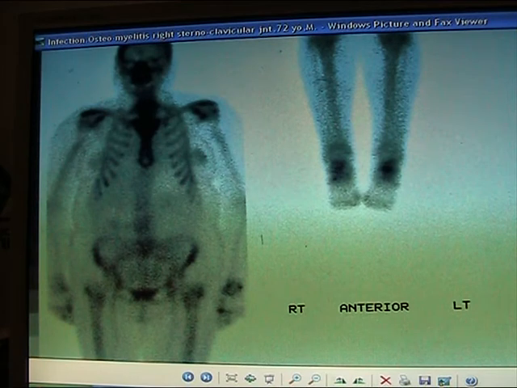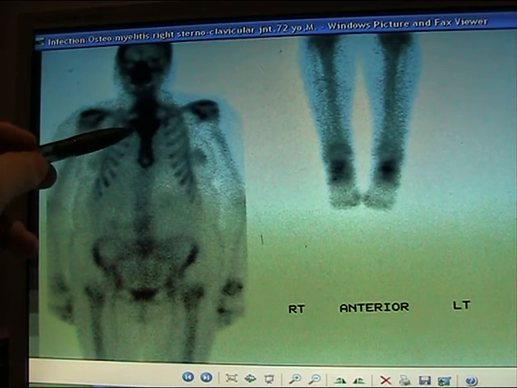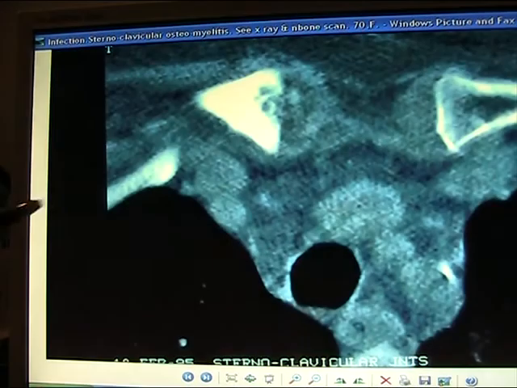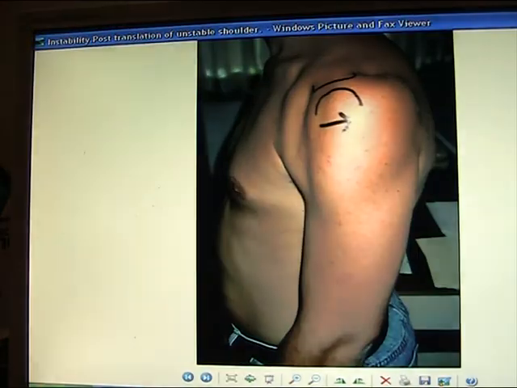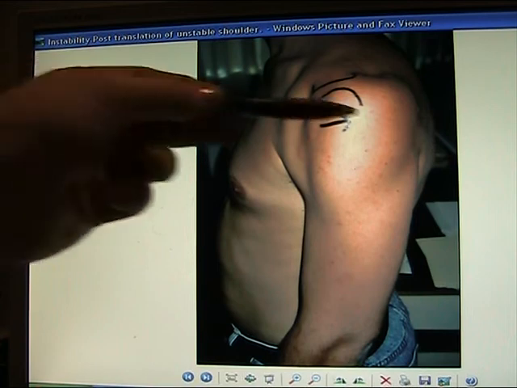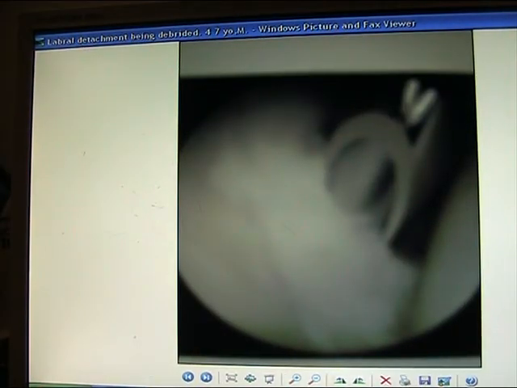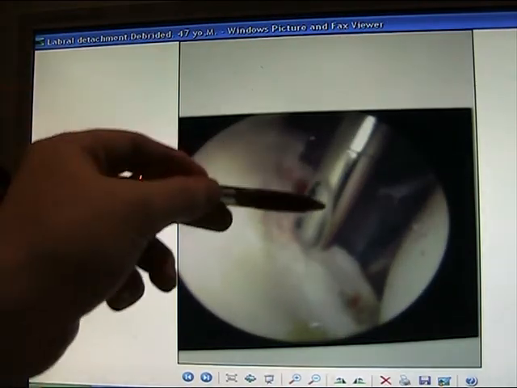Infection, osteomyelitis, right sternoclavicular joint. Hard to pick up clinically. Bone scan will show it. So you've got a moth-eaten lesion here. Instability, posterior translation in the shoulder. Labral detachment in the shoulder. Here it is at arthroscopy being debrided.